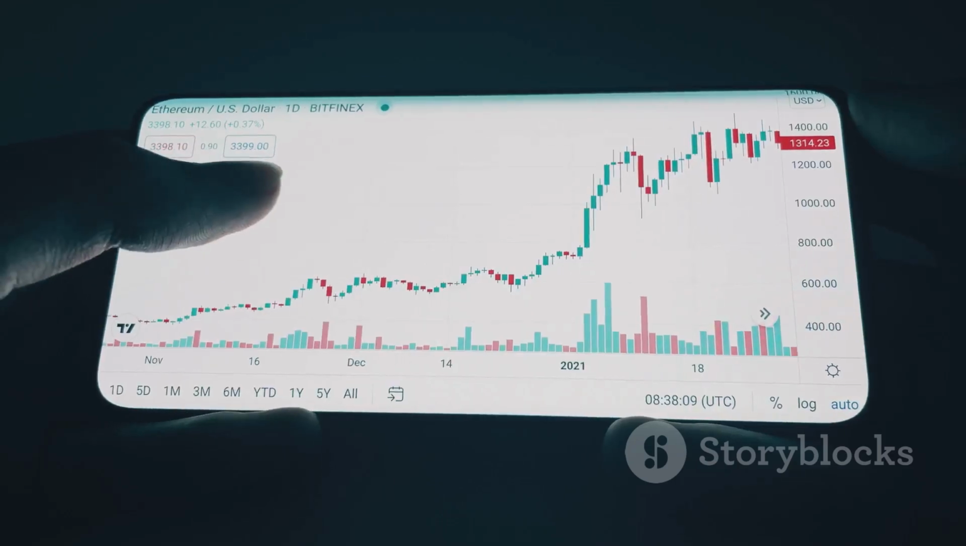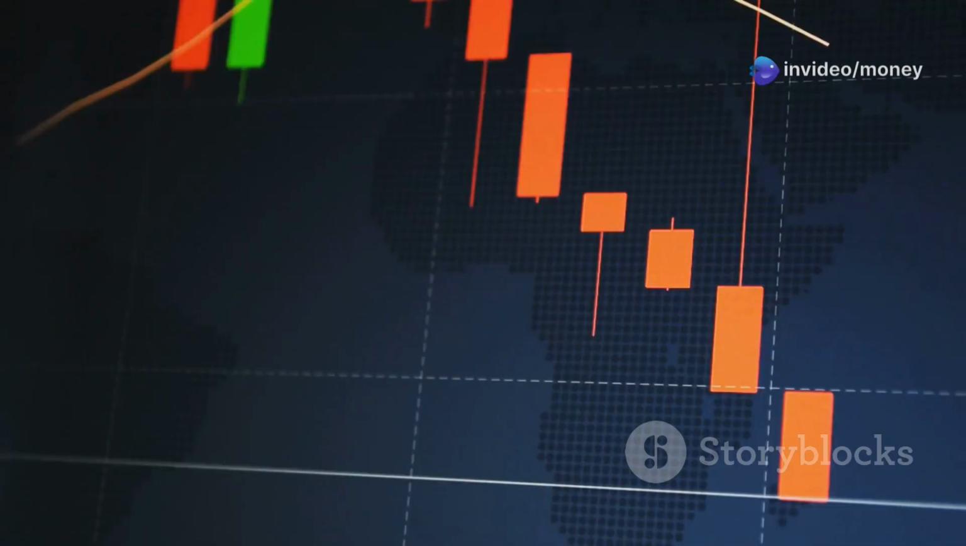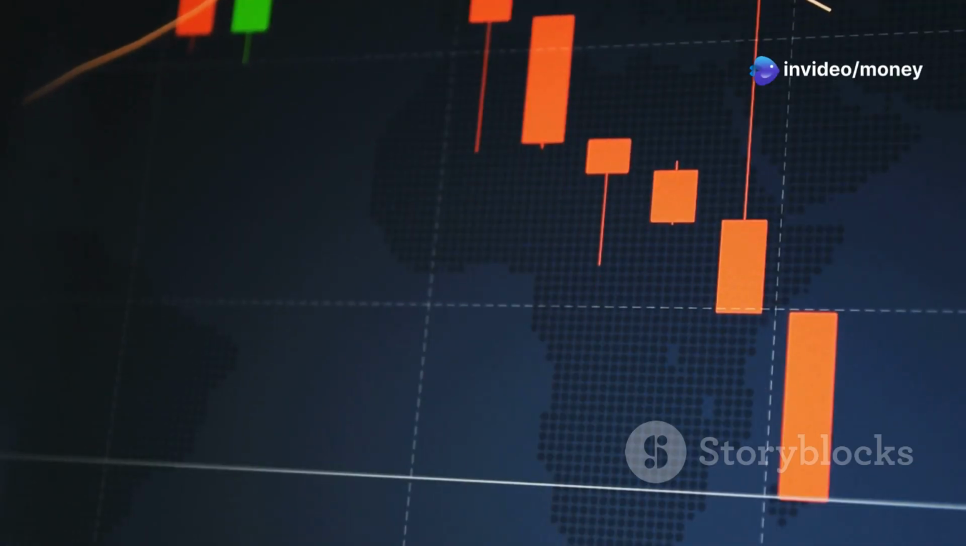A rising window suggests buyers are in control. They are pushing the price higher and are optimistic about the future. A falling window suggests sellers are in control. They are pushing the price lower and are pessimistic about the future.